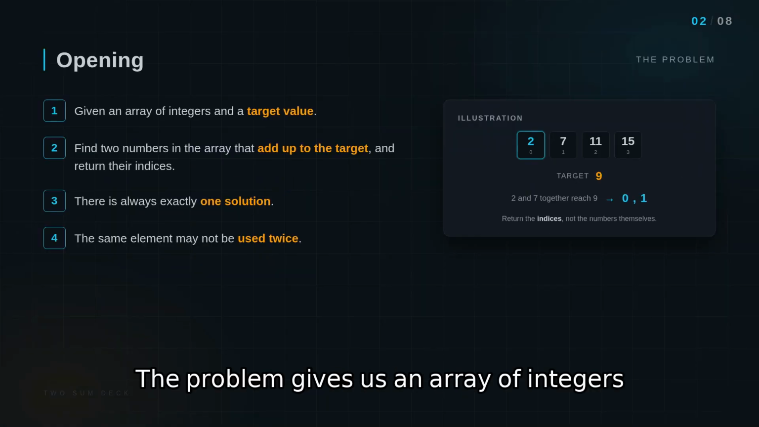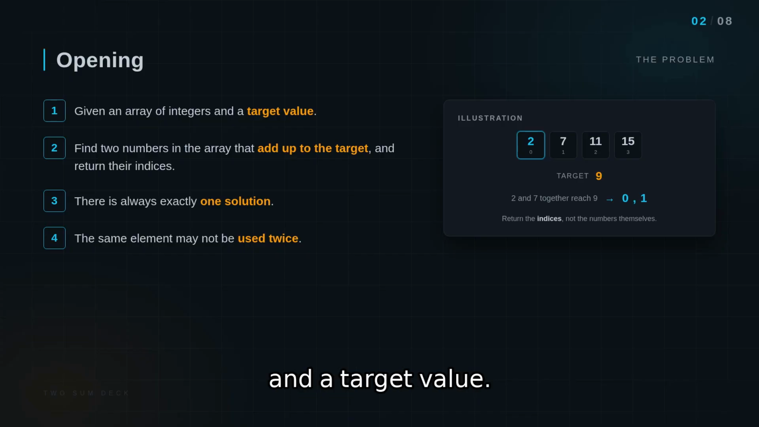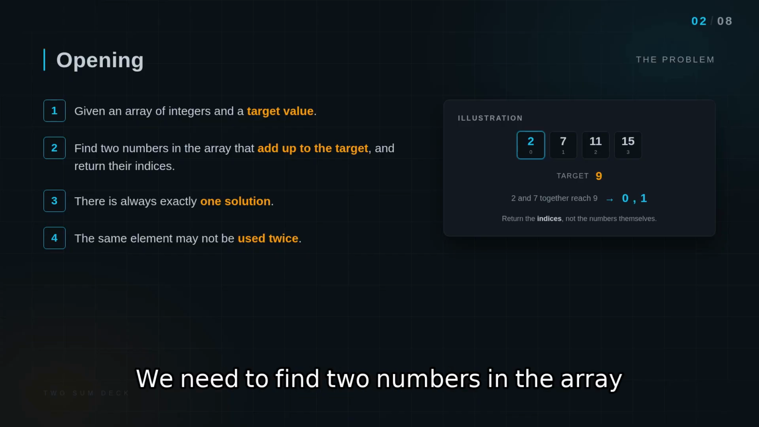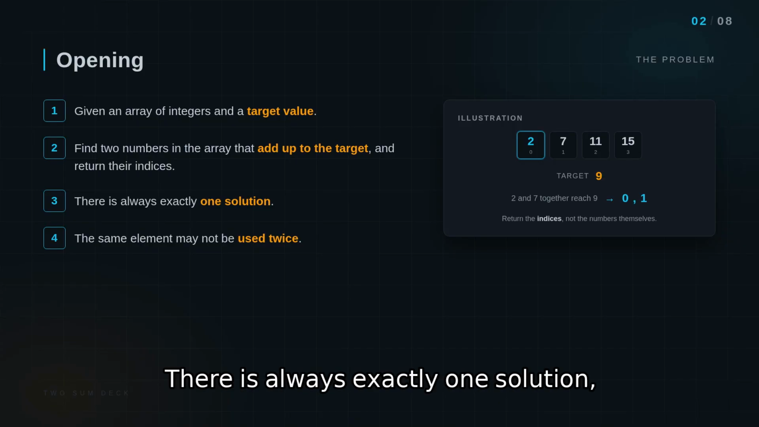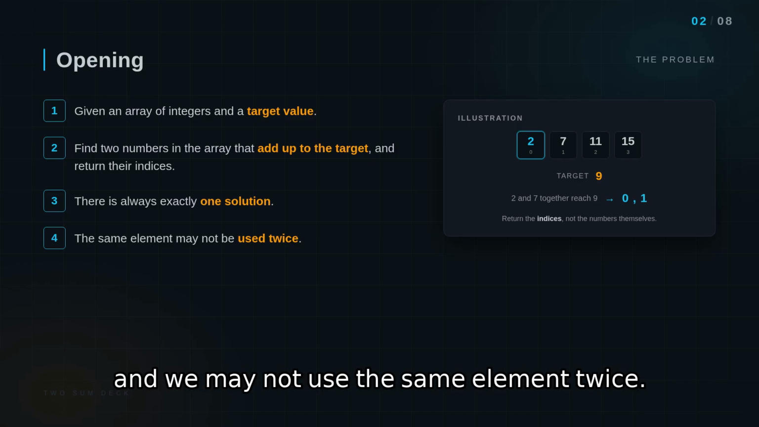Opening. The problem gives us an array of integers and a target value. We need to find two numbers in the array that add up to the target and return their indices. There is always exactly one solution, and we may not use the same element twice.